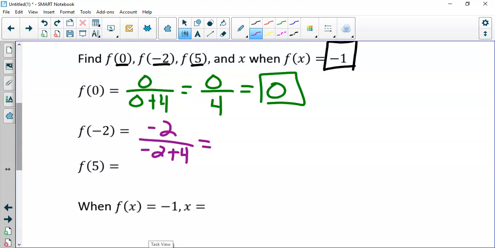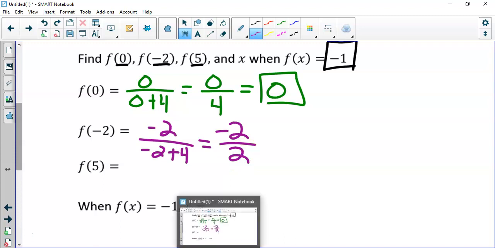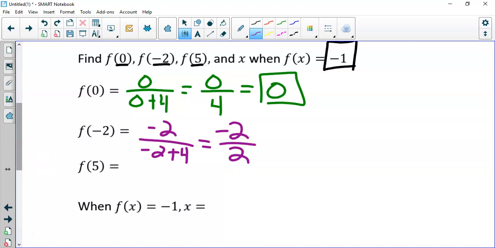What's going to happen there? Don't forget to put these together. -2 plus 4 is 2. Don't do any canceling. Go ahead and work on your PEMDAS and then reduce. Okay? So what is -2/2? -1. Cool beans? Yes. All right.